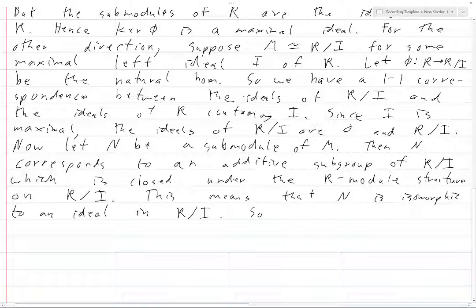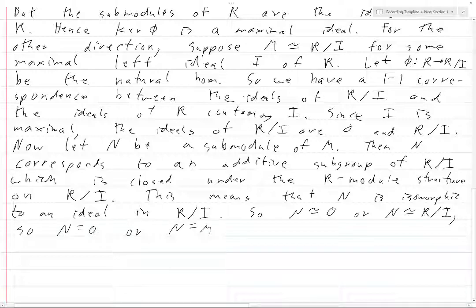So N is isomorphic to the 0 ideal, or N is isomorphic to R mod I. So what does that mean in terms of N's relation to M? So N equals 0 or N equals M. And then hence, M is irreducible. Okay, so there we go.